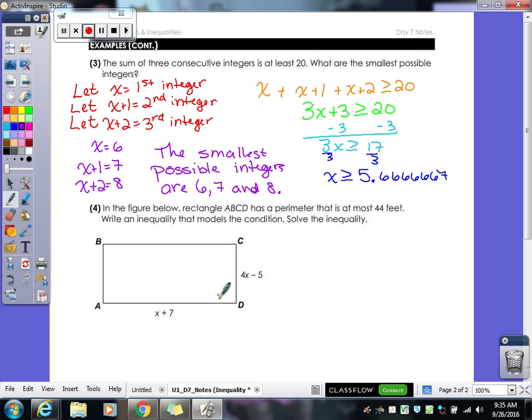And again, we went with 6 because that's the smallest one. They wanted the smallest possible integers. You got a lot of integers that are greater than 5.6. We wanted the smallest one though.